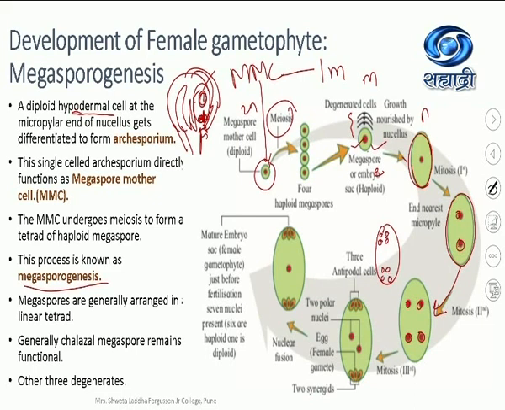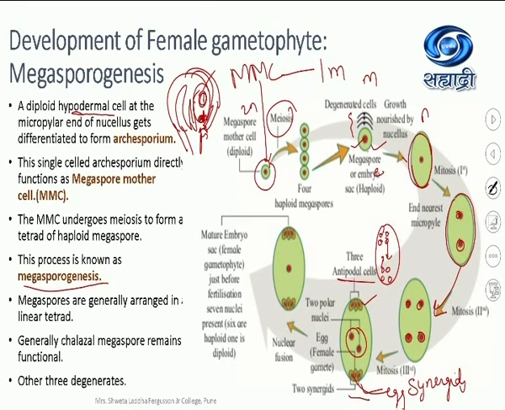So there are 8. Out of 8, one moves toward the center from this end, one moves from the other end towards the center. So in the center there are 2 nuclei, 3 remain at the top, 3 remain at the bottom, correct? Now the ones at the top form the antipodal cells, and at the bottom, the one in the center forms the egg, and the ones on either side form the synergids. In the center there are two nuclei which fuse together to form the secondary nucleus.